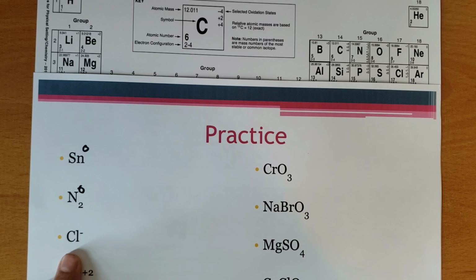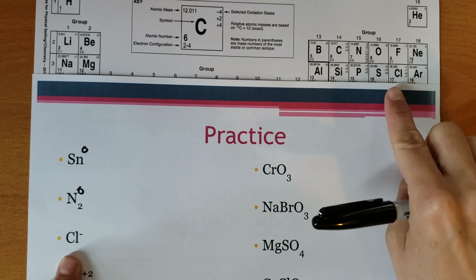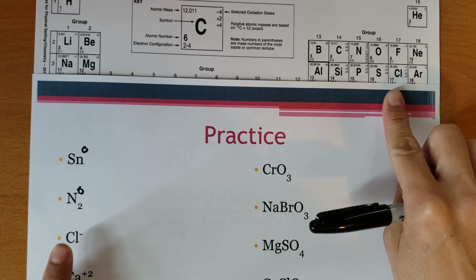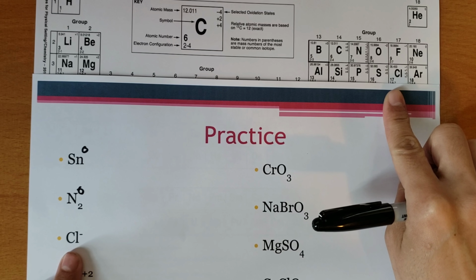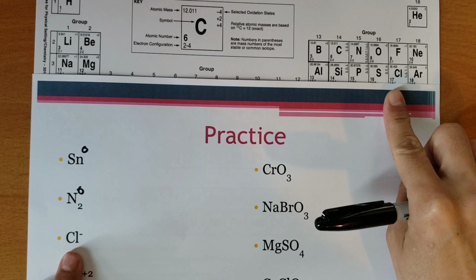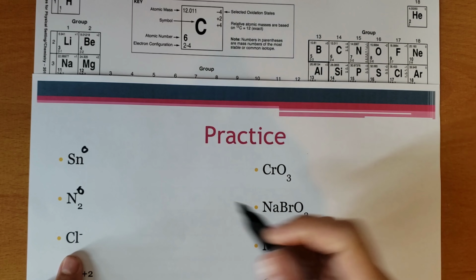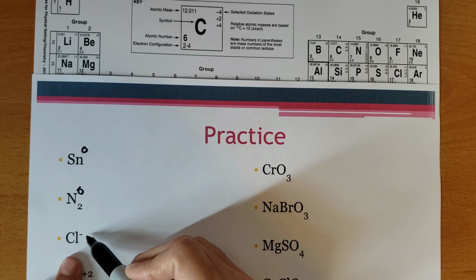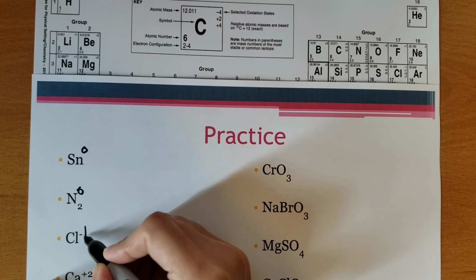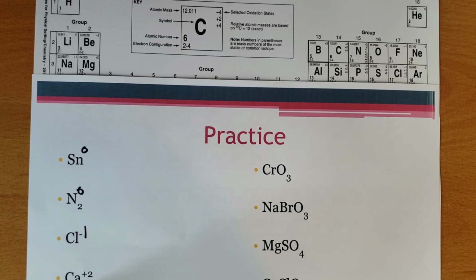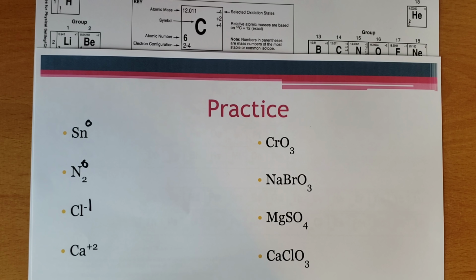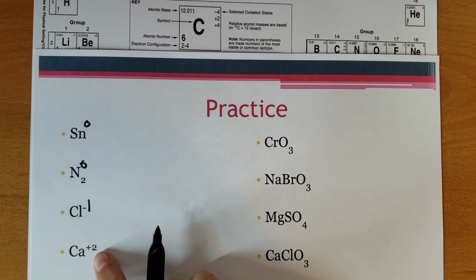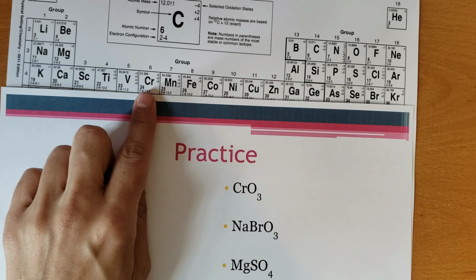In this example, we have chlorine, which is element number 17. This chlorine has a -1 charge, indicating that it has gained an electron. Here, they gave us the charge, so we know the charge is given. Remember, a 1 is understood. That rule applies here to calcium. They give us the charge. If you're given the charge, that is the oxidation number.